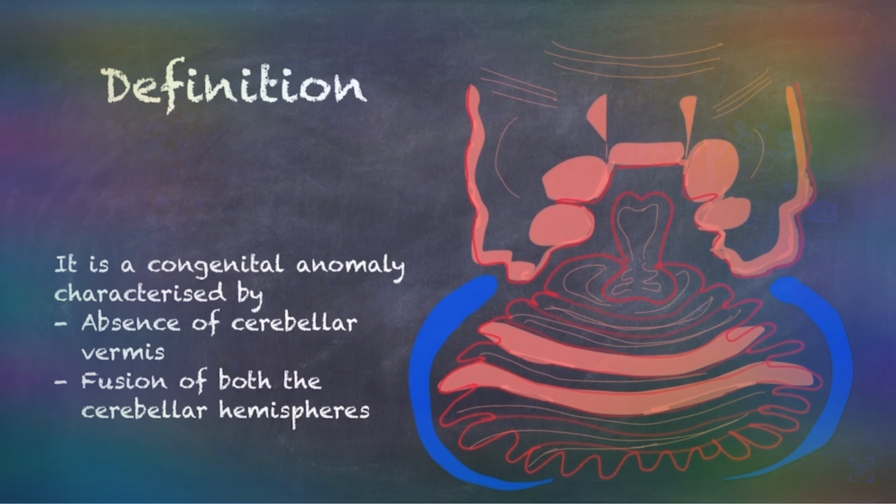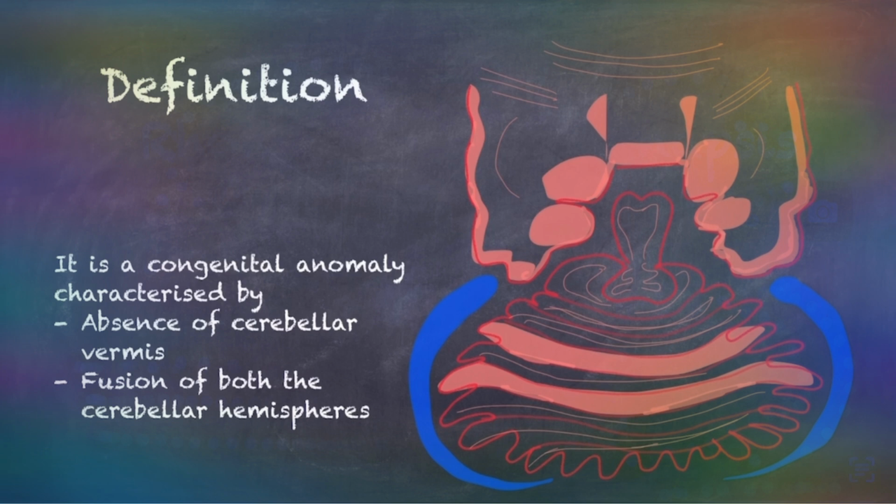Now coming to the next slide. The definition of rhombencephalosynapsis. It is a congenital anomaly characterized by absence of the cerebellar vermis, which in turn leads to fusion of both the cerebellar hemispheres. So look at this. I have drawn a line diagram here. This is the posterior fossa and this is the cerebellum. Look in the midline of the cerebellum. There is no vermis here.